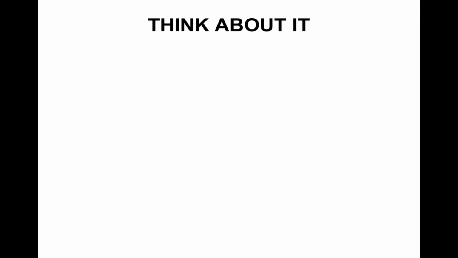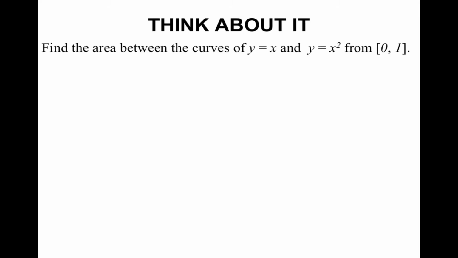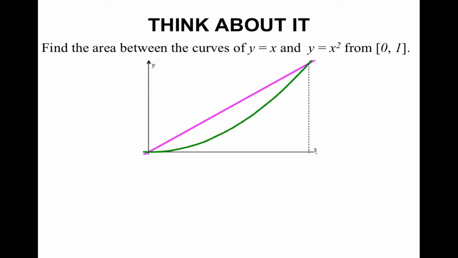So let's first think about it. Let's say we want to find the area between the curves of y equals x and y equals x squared from 0 to 1. So here I have my graph where the pink graph is y equals x and the green one is y equals x squared. I want to find the area between these two graphs. So that means I want this area right between the pink and the green.